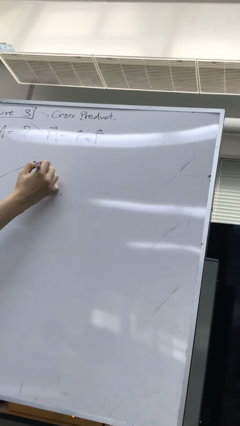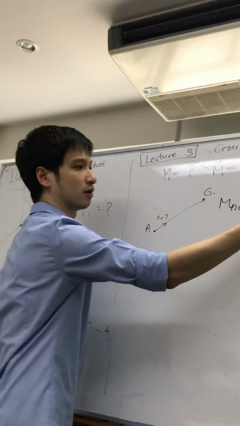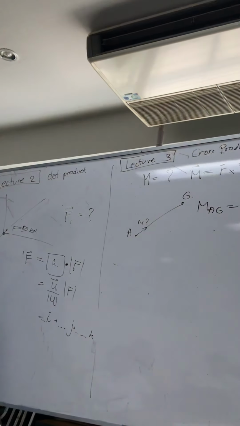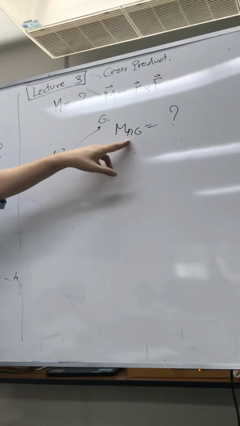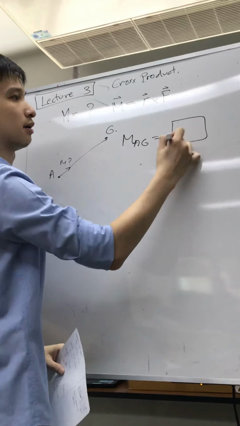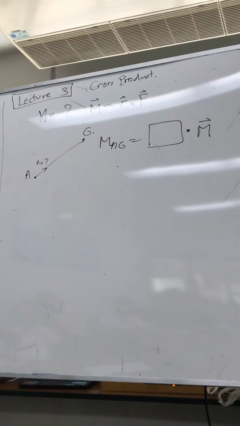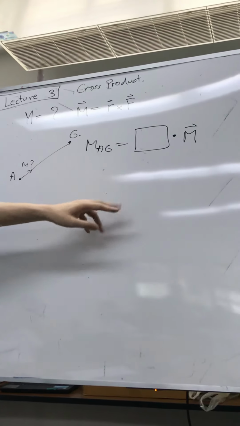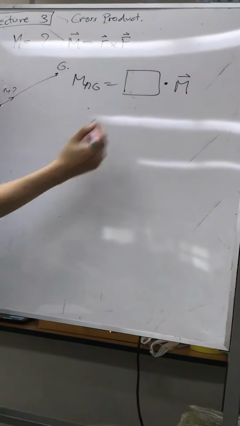If I ask to find AG, for example, what is it then? Can you try moment of AG by what is in the block? Unit vector. Yes, the same.